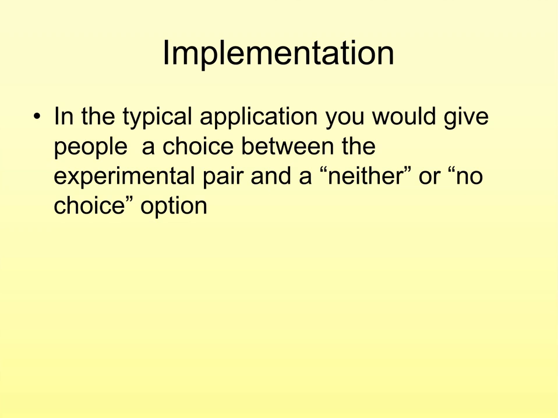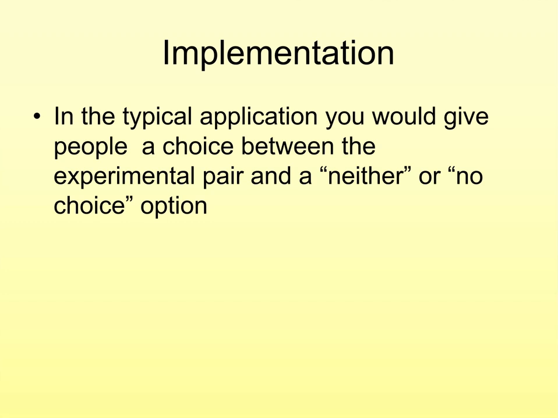Okay, some vital tips and words on implementation. Usually when applying these studies, you would take all the different scenarios and administer them to people through your favorite web-based survey tools such as Qualtrics. In a typical application, you give people a series of choices between the experimental pair and a neither or no choice option. The reason the neither or no choice option is usually there, and this is typically very important, is that we want to make sure when we analyze the data that we're measuring people's absolute preferences for attributes, not just relative.